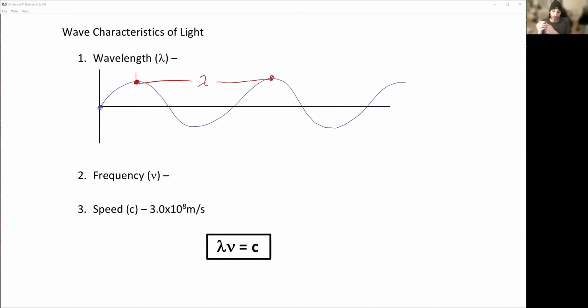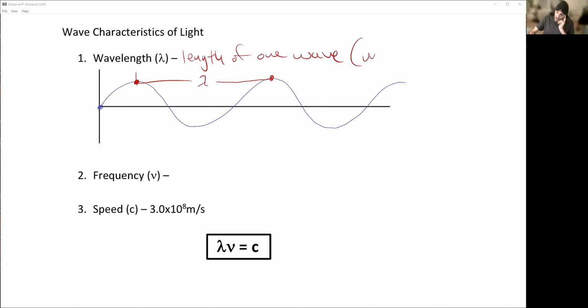And you can go anywhere you want. You can go from peak to peak. You can go from origin to origin. There's one full wave. Or you can go from trough to trough. That distance right there is going to be a wavelength. So as we would imagine, it is the length of one wave.